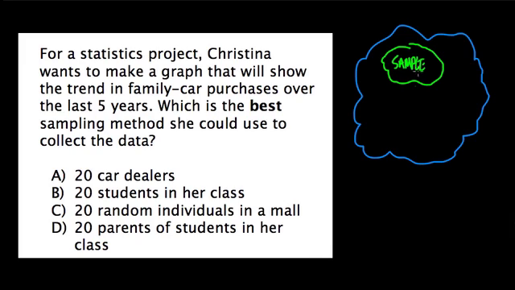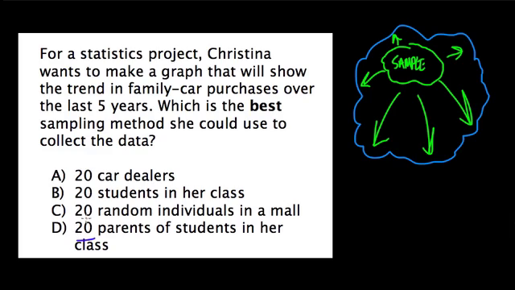But you want to choose a sample that represents, in some way, more or less, everybody in the group. And of course, there's always some degree of error. But the goal is to try and pick a group that is the largest and most diverse to represent the most people. And out of the choices here, you have 20 car dealers, 20 students in her class, 20 random individuals in the mall, and 20 parents of students in her class.